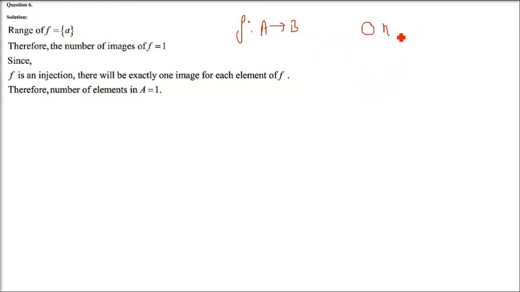Injection means 1 to 1. That is, one element of A is related to one value of B. A is one set, B is another set. Range is only A. And since it is 1 to 1, there has to be only one element in the set A. Okay? So how many elements are in A? Only one, because it's 1 to 1. A is only 1.